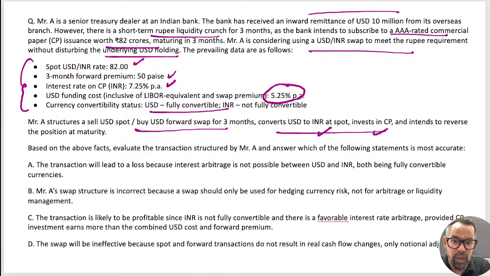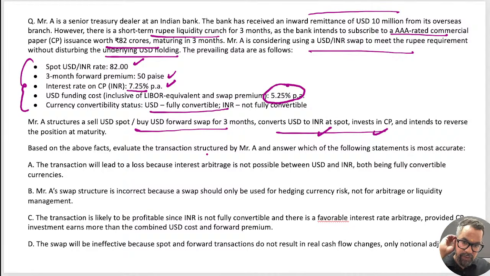Stipulated is this. CP interest is this. So the difference is 5.75. These two, sorry, this will become 5 and 5 point, it is 7.25%. So we have 2% here, 200 basis points. Okay, it can be done then.